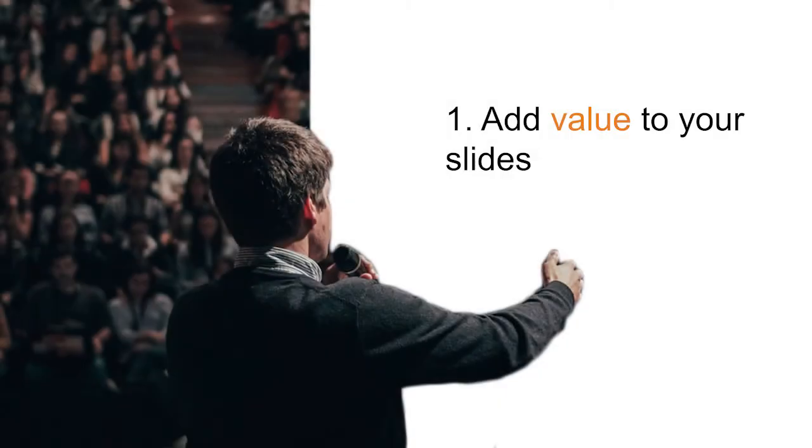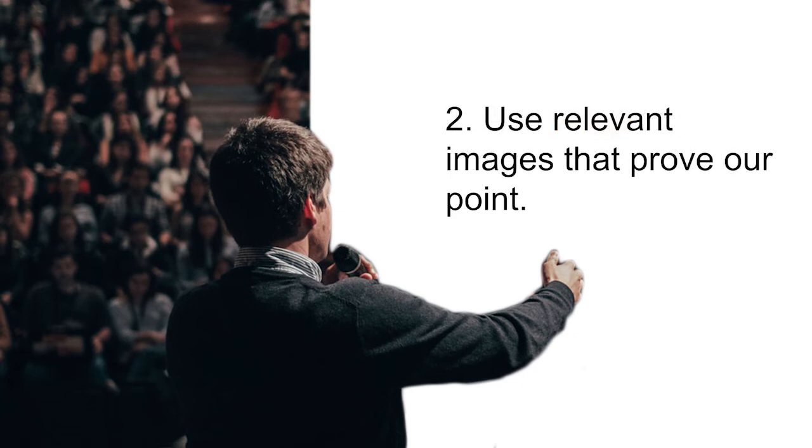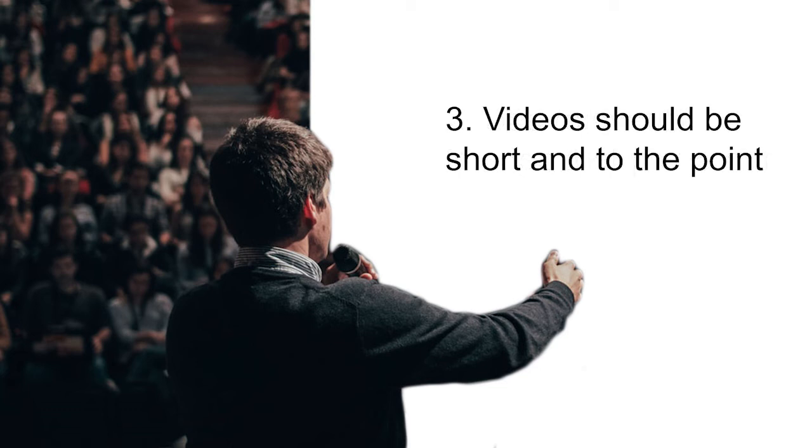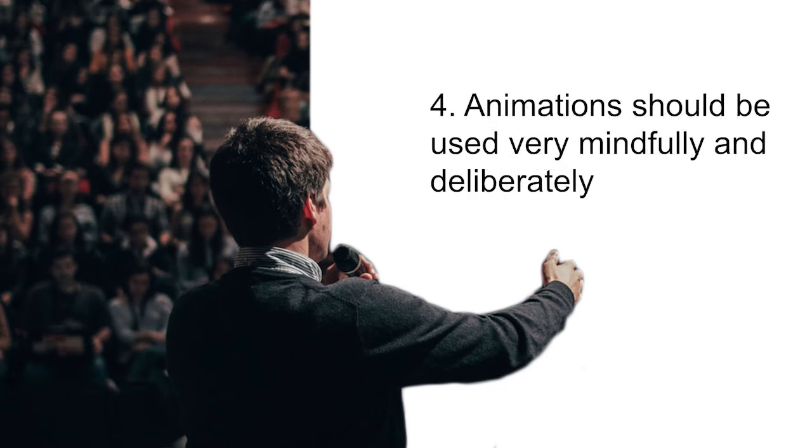So let's just have a quick recap then. The first thing we spoke about was adding value to your slides. Your entire presentation must not be written on the slides. You are there to add value to your slides. Next, we spoke about images. We should use relevant images, preferably high quality, that prove our point. Then, we looked at videos. Our videos should also be short and to the point. Next, we looked at animations. We learned that animations must be used very carefully and very mindfully, very deliberately.